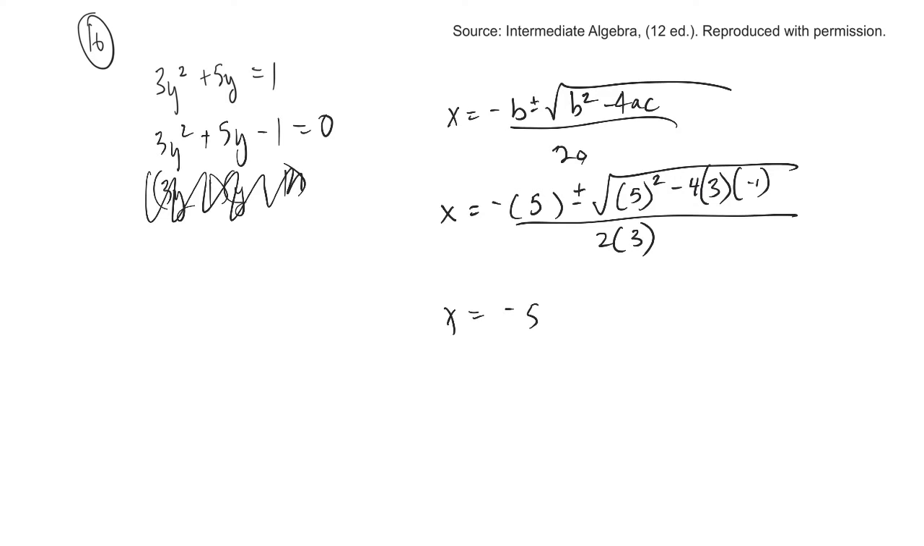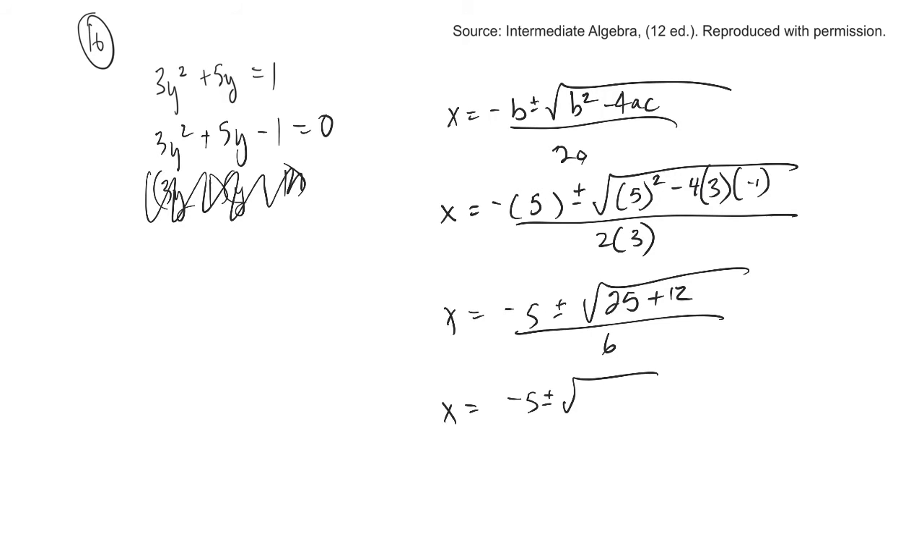So I'll have negative 5 plus or minus the square root of 25, plus 12, all over 6. So negative 5 plus or minus the square root of 37, all over 6. So I can get 2 answers to this one then. It'll be negative 5 plus root 37 over 6, and negative 5 minus root 37 all over 6.